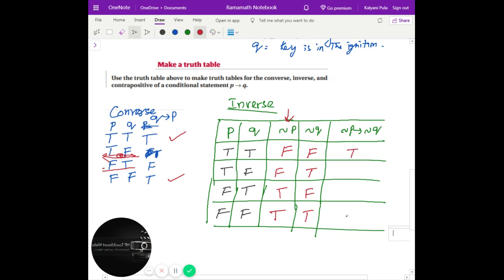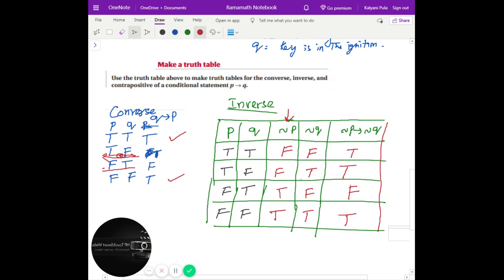If the car is not running, then the ignition's in. That's probably true. And the next one: if the car is not running... Oh, yeah, false. And then true, false. That's it. There you go. Good work. So that's the inverse truth table. And in the same way you can make the truth table for the contrapositive.